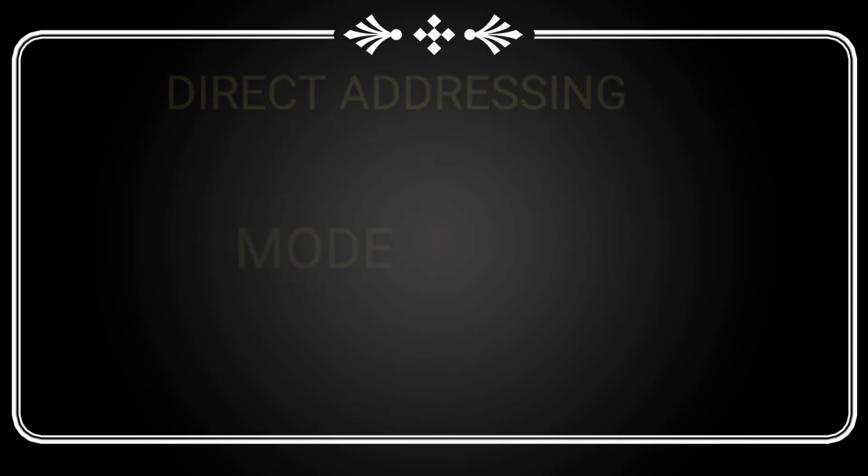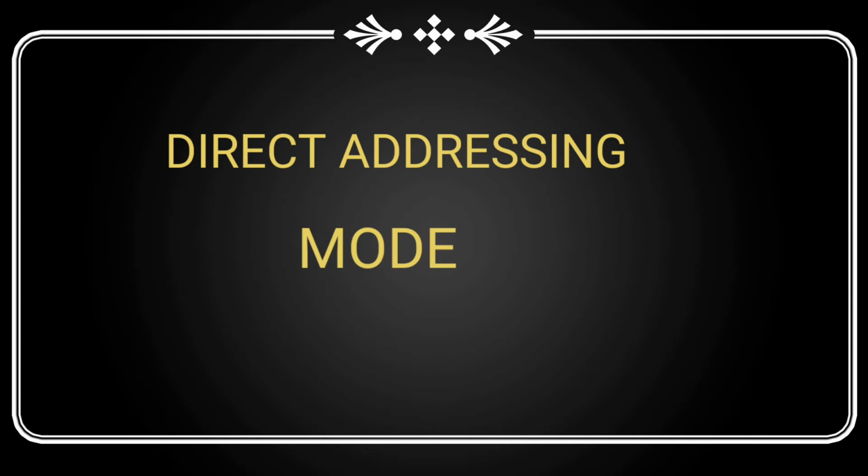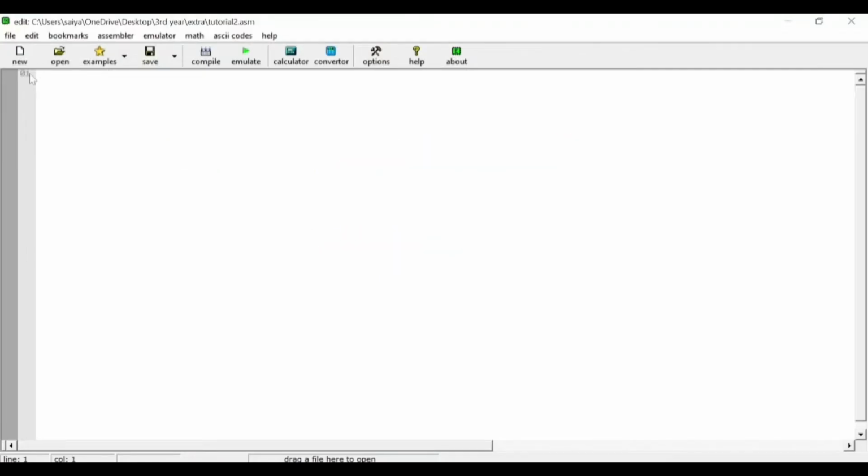Now let's move on to the next addressing mode, which is direct addressing mode. Now in the immediate addressing mode, whatever value we wanted to store, we directly stored in that register. But in direct addressing mode, what we do is we mention the memory location where that value is stored.